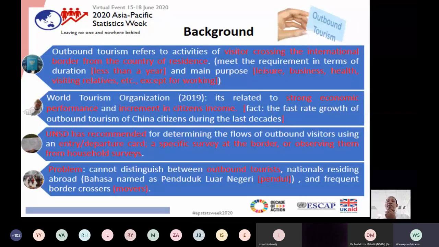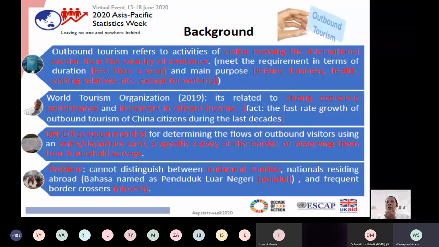Why is it important to discuss outbound tourism? Because, from the WTO publication in 2019, the number of outbound tourism is related to strong economic performance and increments in citizens' income. It's from the fact of the fast growth rate of outbound tourism of Chinese citizens during the last decades.